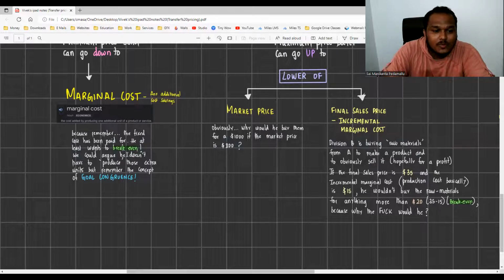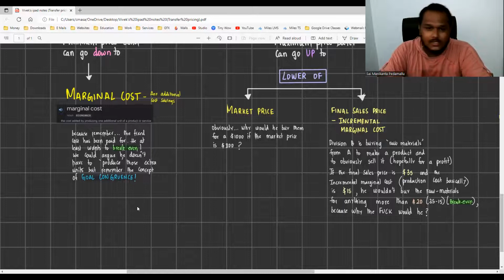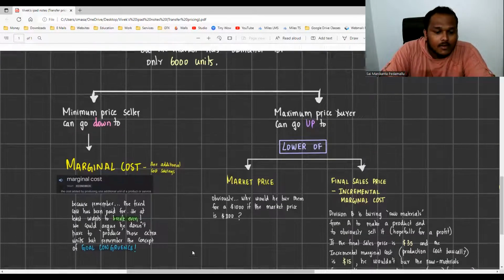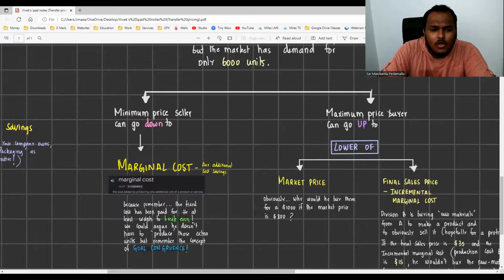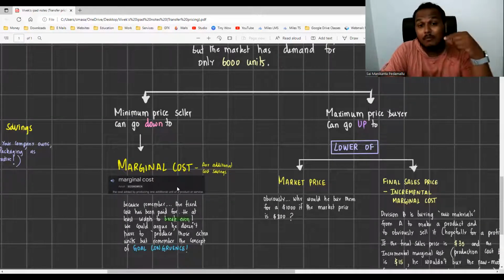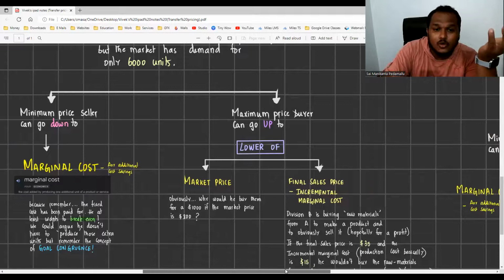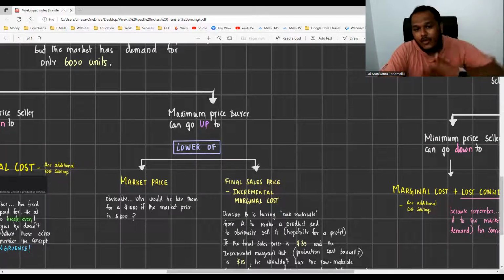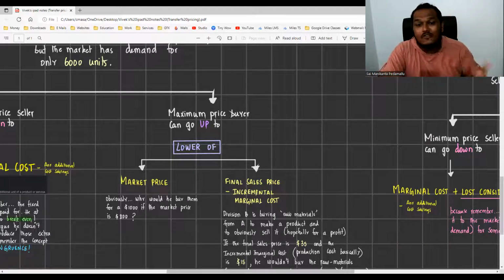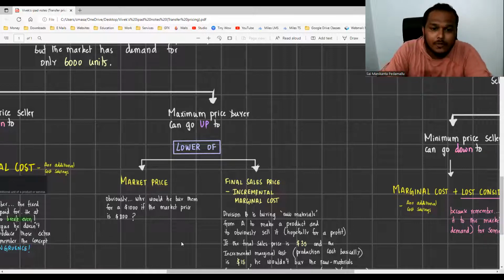He at least wants to break even. We could argue he doesn't have to produce those extra units, but remember the concept of goal congruence. He can say, sir, if I go down to marginal cost, I will not make any profit. Yes, but your buying division may actually make a profit, which is good for the overall company, and also recovery of fixed cost is a good concept, right? So when you are utilizing that surplus capacity, your fixed costs are being recovered, which is good for you.